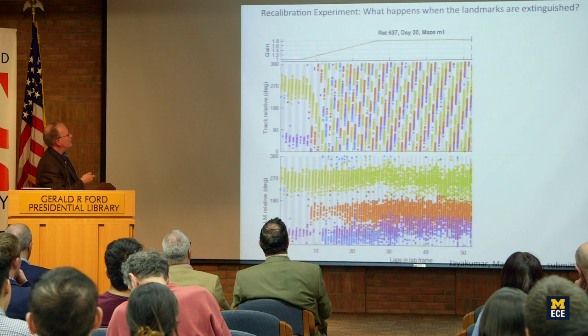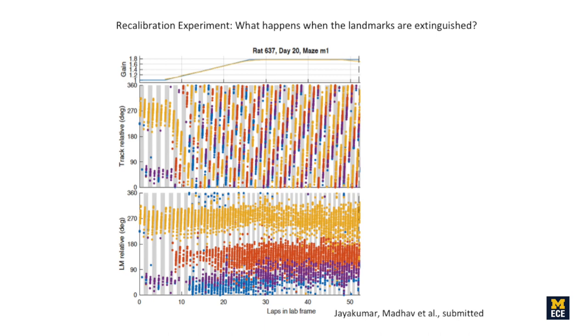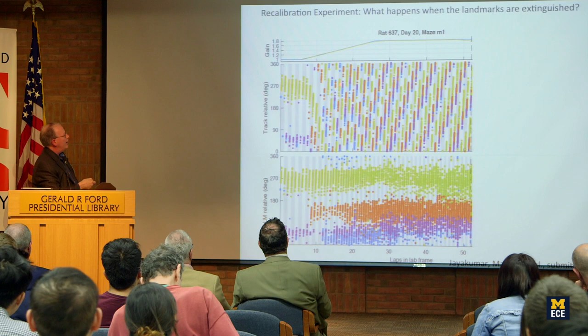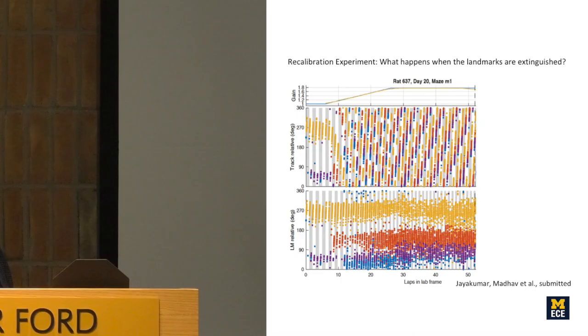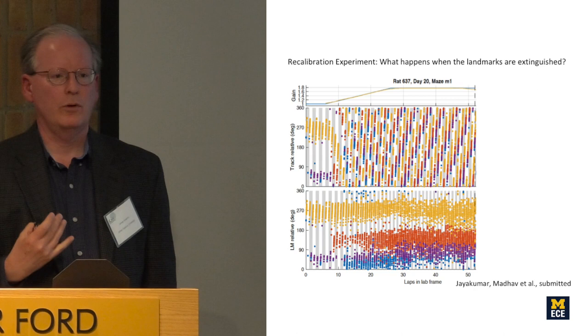Here's a normal place field. We start to ramp the gain. Now this is an experiment where the gain's in the opposite direction, where the landmark is moving opposite the direction of the rat. And you can see in the track framework, the cells are drifting all over the place. But once again, when we plot the place fields relative to the landmarks, it's a nice stable representation. So we're showing the cells are being controlled very strongly by the landmarks.